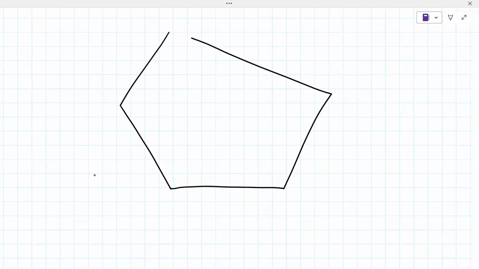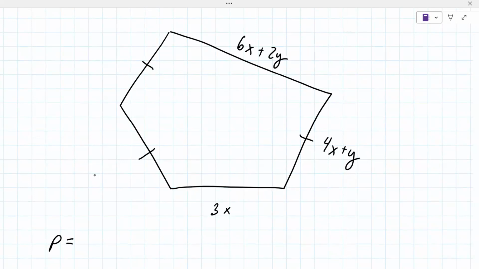Okay, so let's try another one here. Let's say I give you something like this, and I tell you that these are congruent, and this is 4x plus y. This is 3x, and this is 6x plus 2y. Could you calculate the perimeter for us, please?